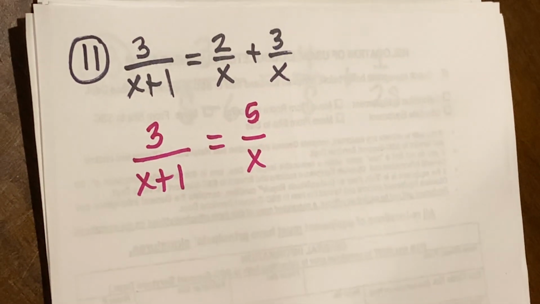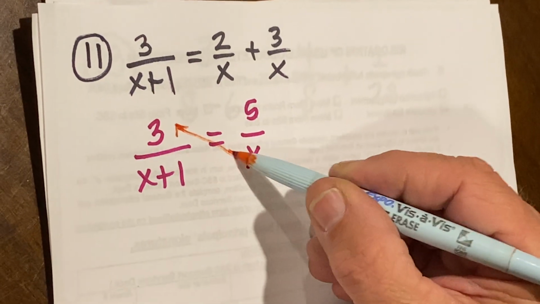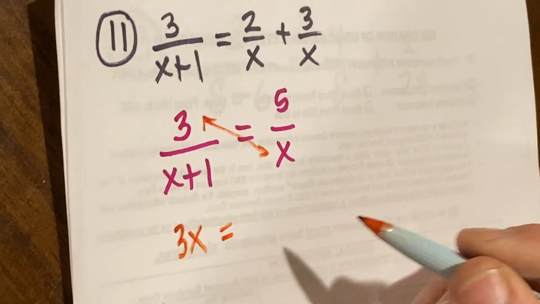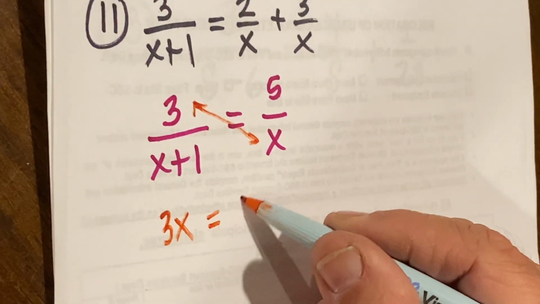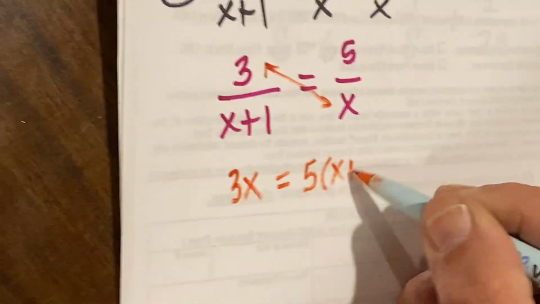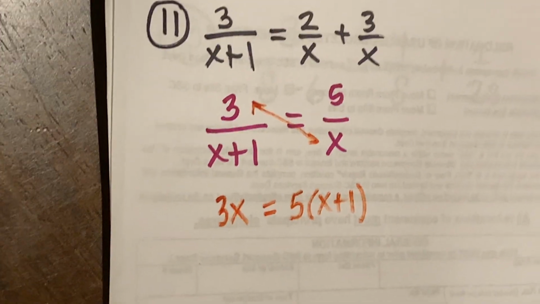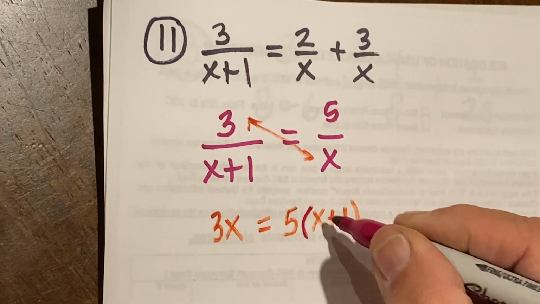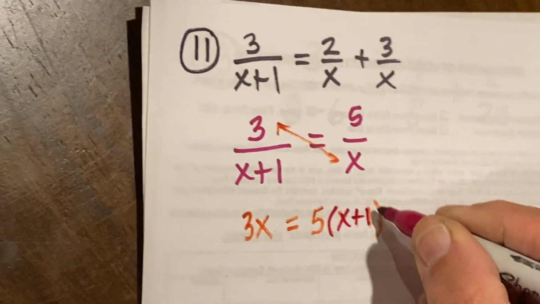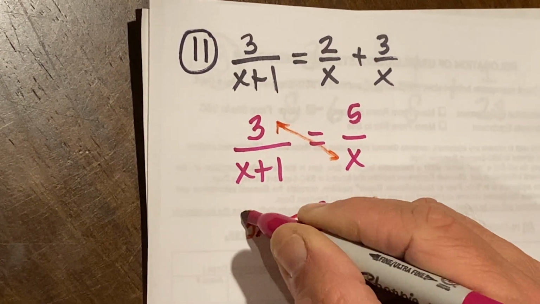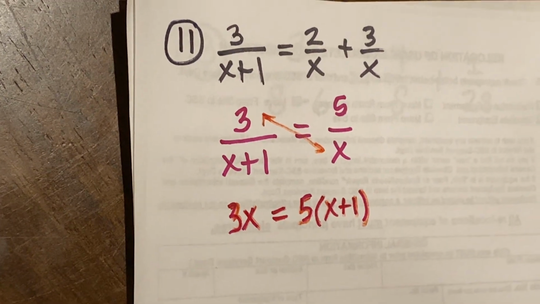If you cross multiply, this guy times this guy, 3 times x is 3x, equals this guy times this guy, which is 5 times x plus 1. Let me make it look nicer. But that's what you get. That's the same exact thing you would get if you multiply both sides by the least common multiple of the denominators.